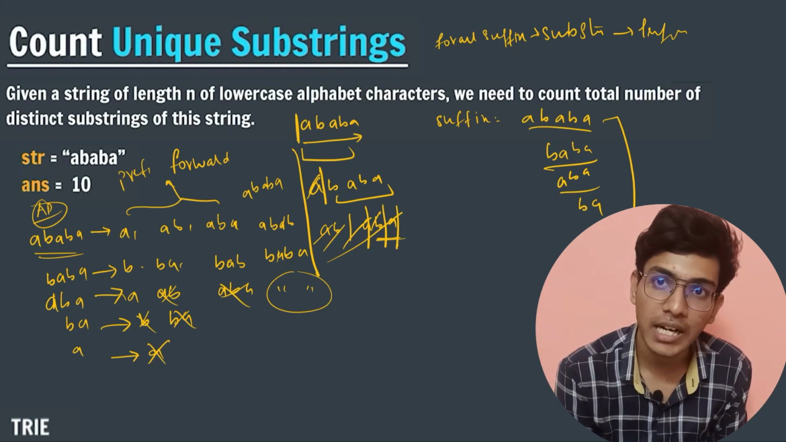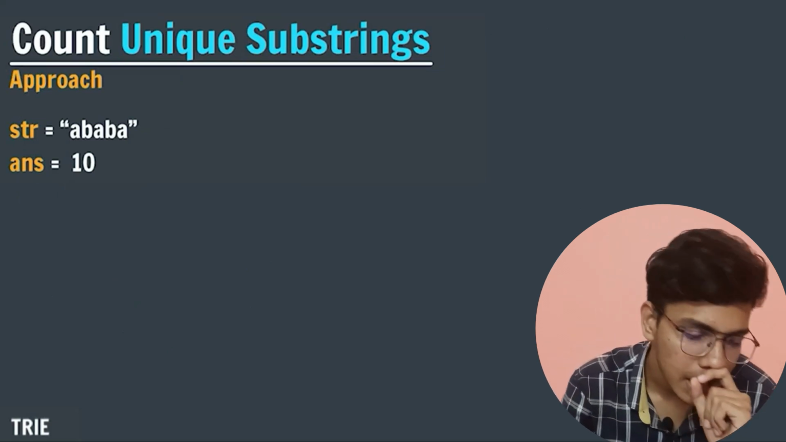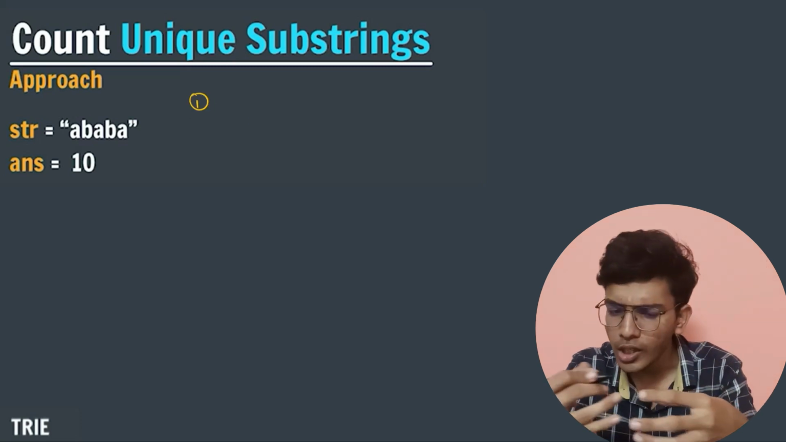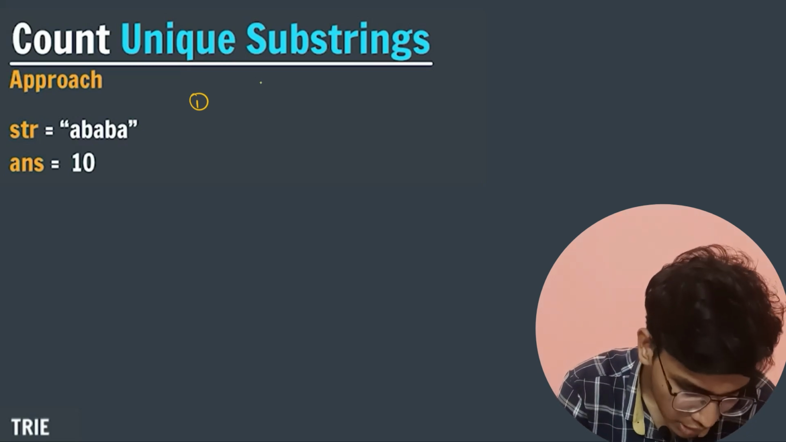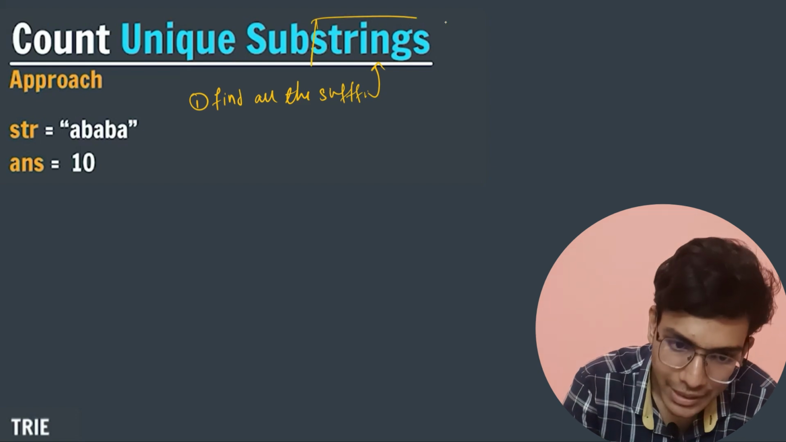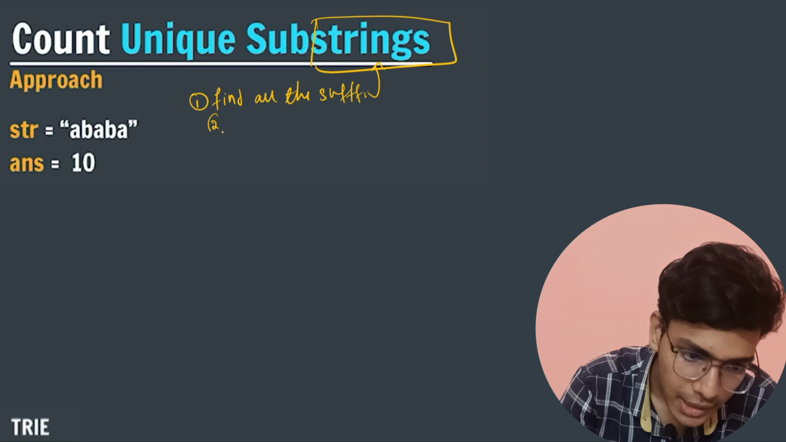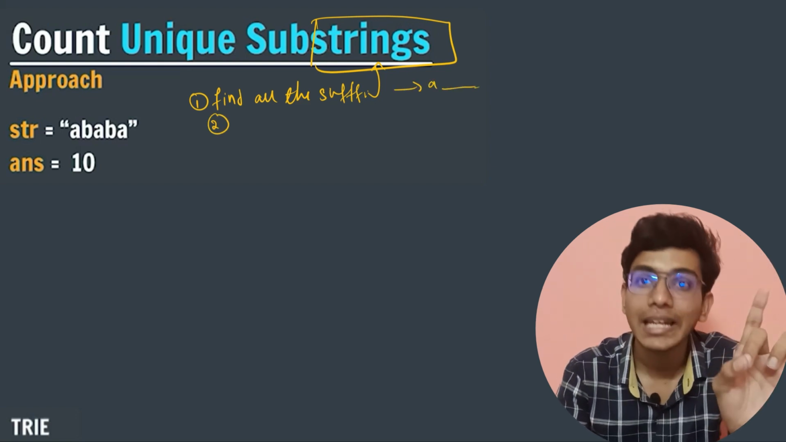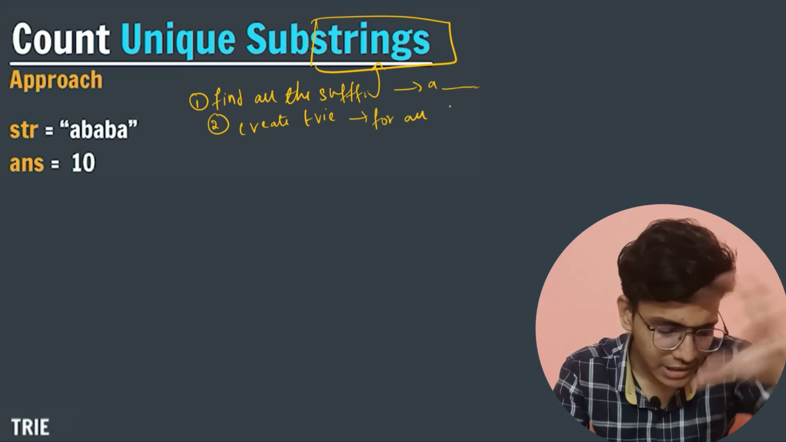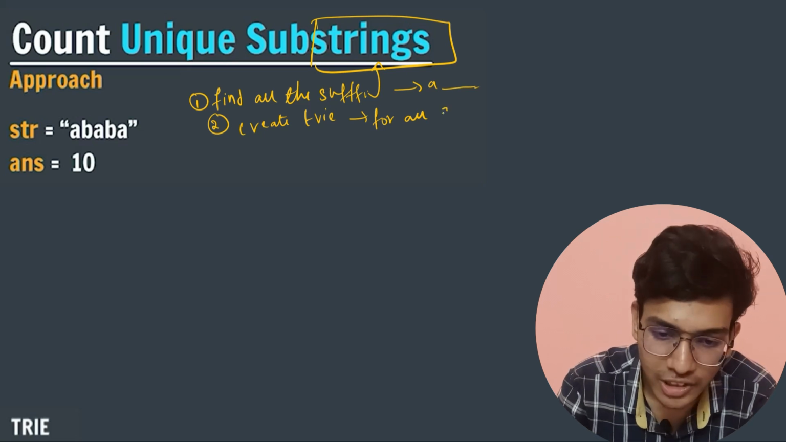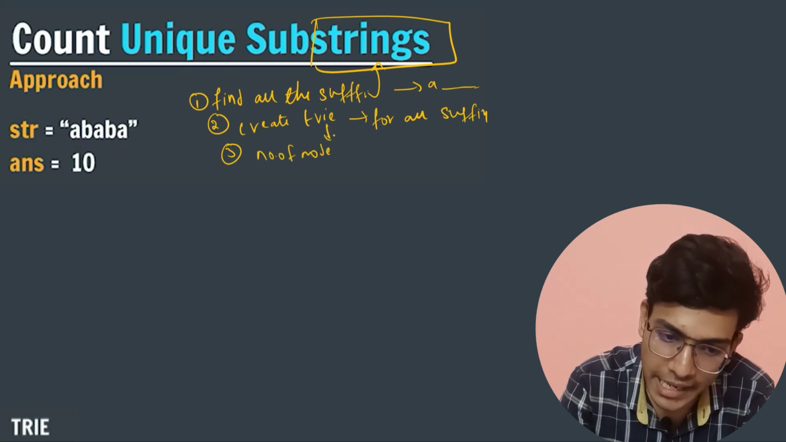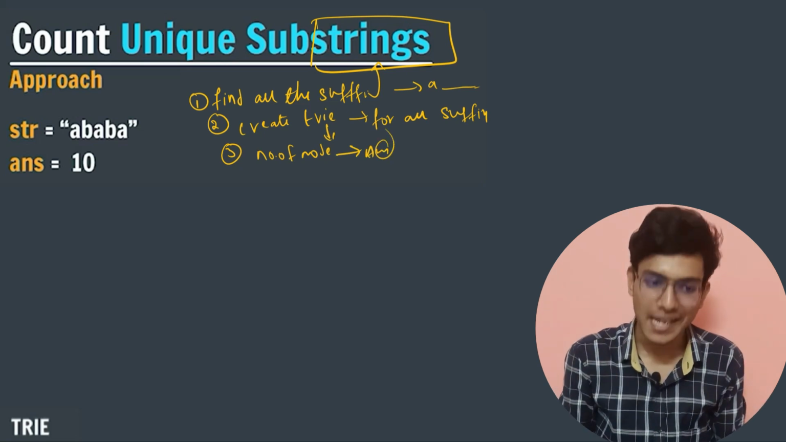Now how can we insert the concept of tries here? This is the question. Let us do one thing. Step 1 is to find all the suffixes for the given string. The second thing is that for whatever suffixes you get, create a trie for all the possible suffixes. Try to build a trie for that particular suffix. The third thing is that the total number of nodes in this trie will be your answer. That's all. Now let us calculate.